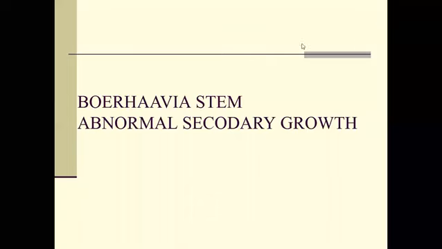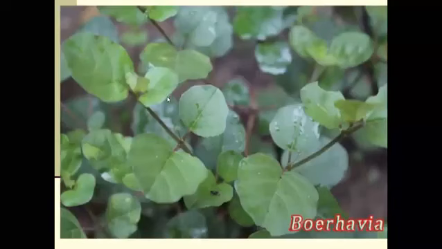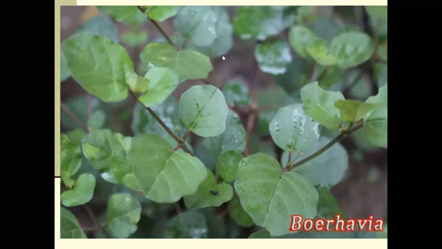Boerhaavia stem TS with abnormal secondary growth. See children, these are the Boerhaavia stems. The Boerhaavia stems are herbs. Sometimes they also look like shelf-like structures. The Boerhaavia stem TS with abnormal secondary growth.